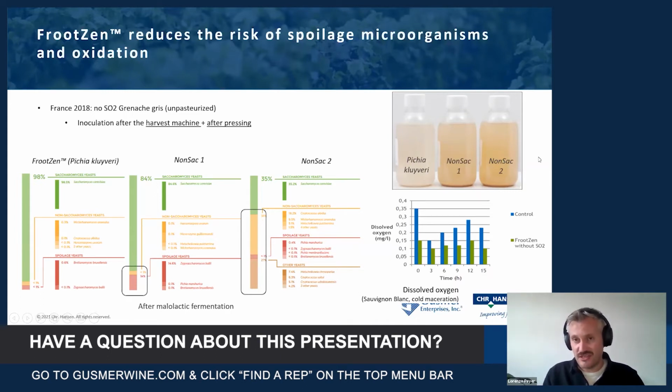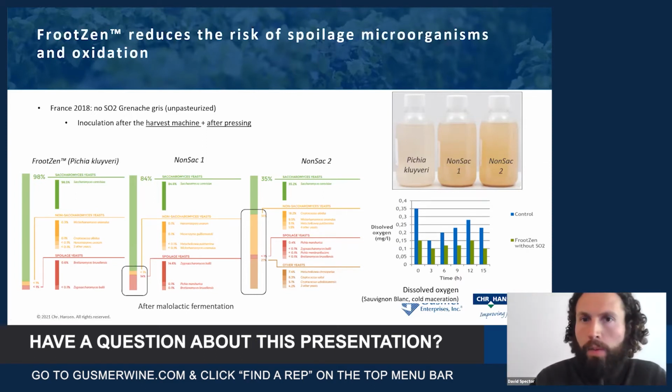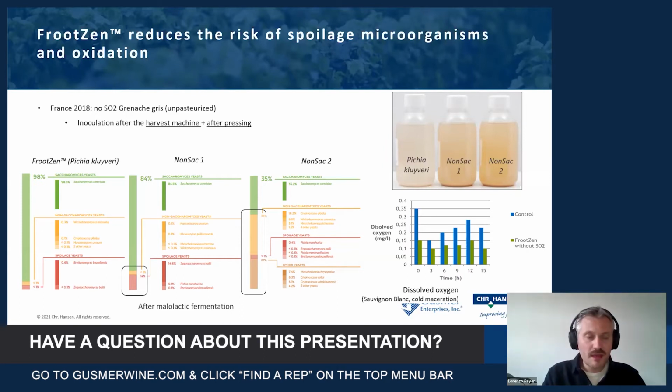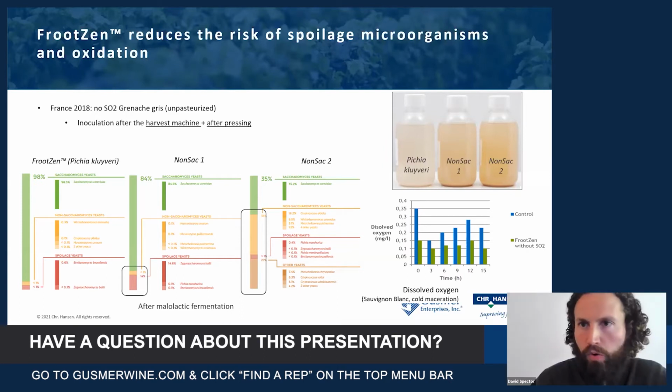Lorenzo, we have a question about the SO2 addition. When you are using FrootZen, perhaps to reduce the risk of spoilage microorganisms or to reduce oxidation, as a winemaker, would you be using less SO2 or a similar SO2 regimen as you would without FrootZen?